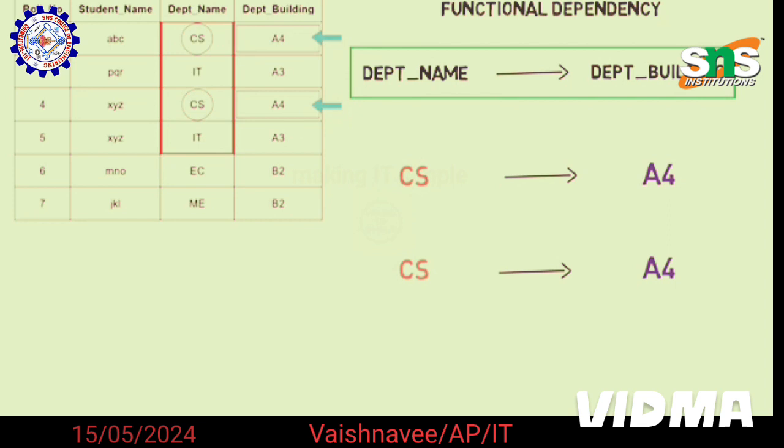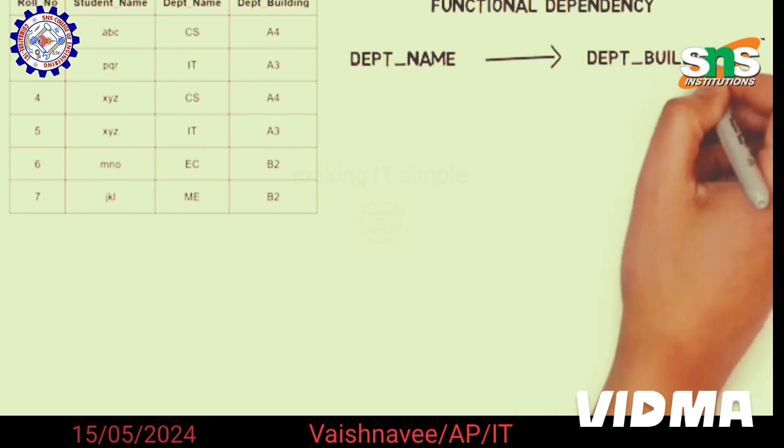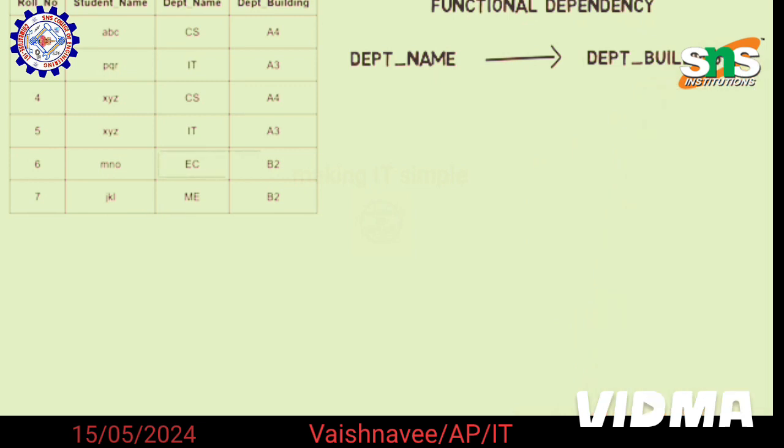If I ask you to look at the table and tell which building the CS department is in, if you check this tuple, your answer will be A4. If you check this tuple, still your answer will be A4. So there is redundancy in data, but the data present in the relation is correct. So this is a valid functional dependency. In a case where there is the same determinant and the same dependent values, it is a valid functional dependency.